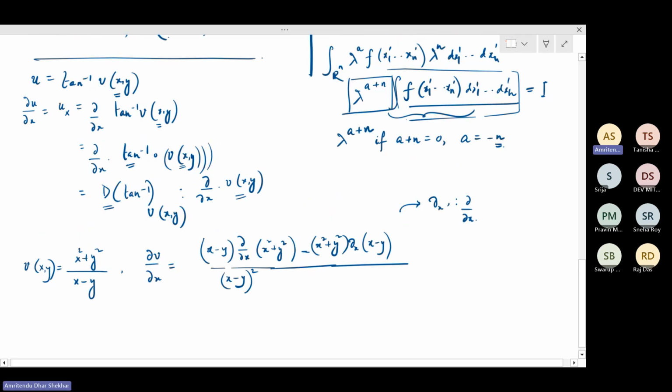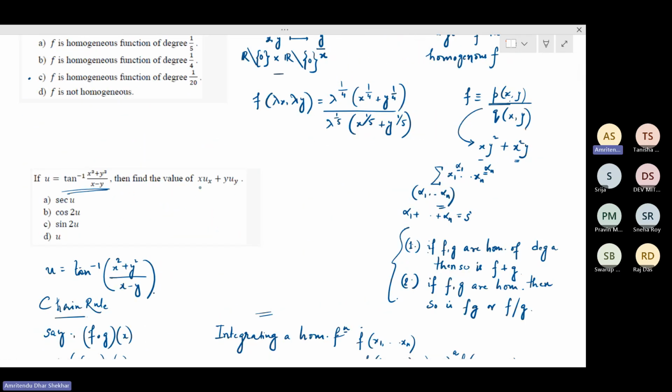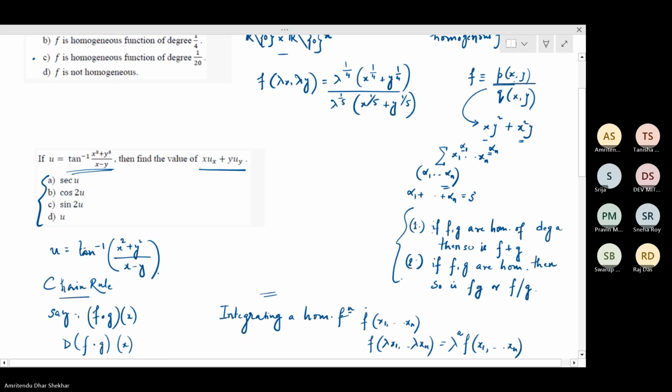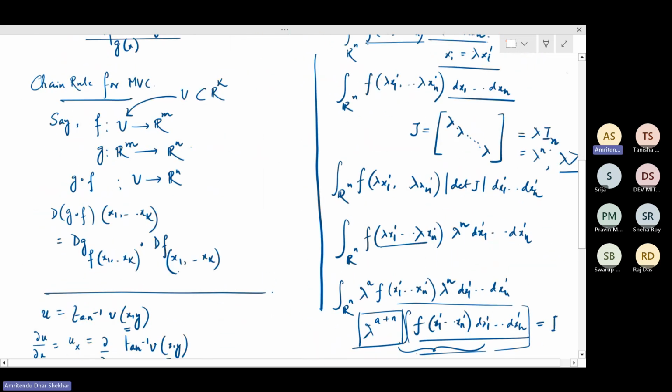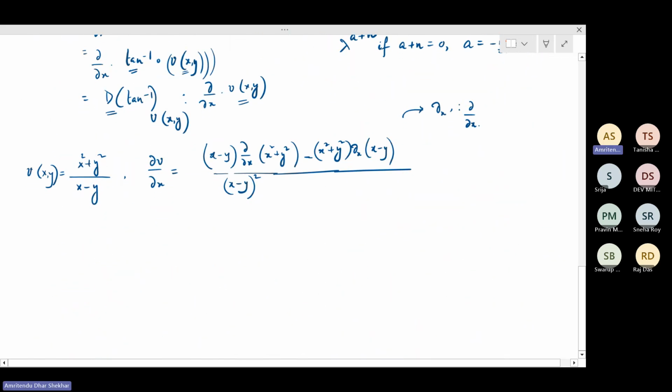Here it's a routine calculation. You have to sit and compute this, and you will get a nice closed-form expression which comes out equal to one of these four options. So I urge you to try this. This is a routine calculation. All right, let's proceed.